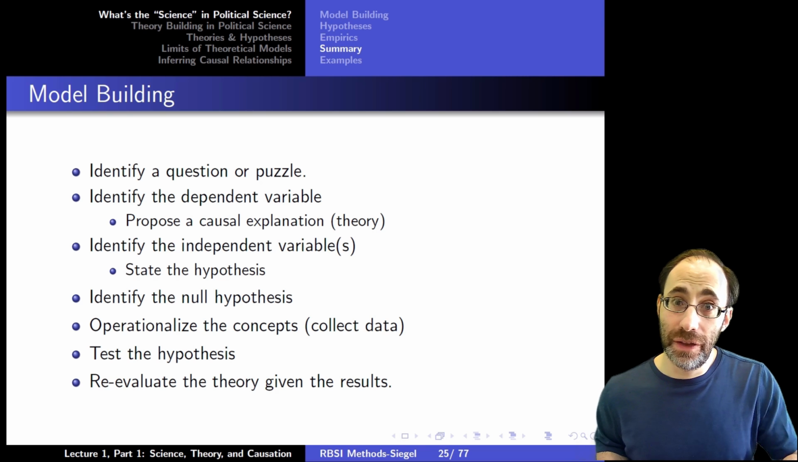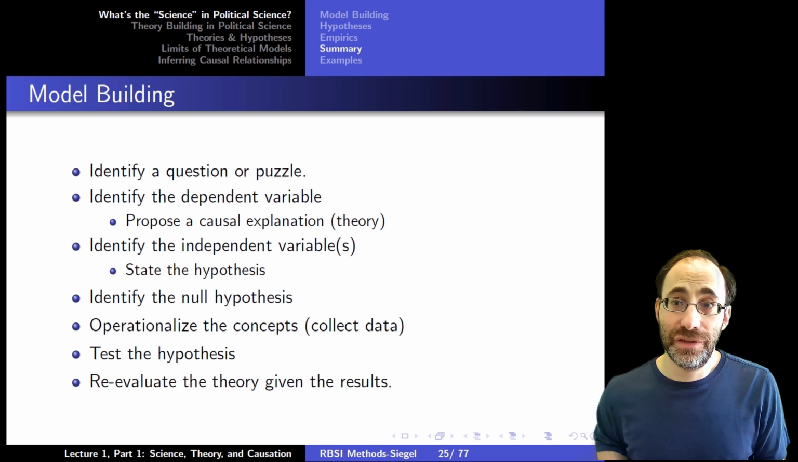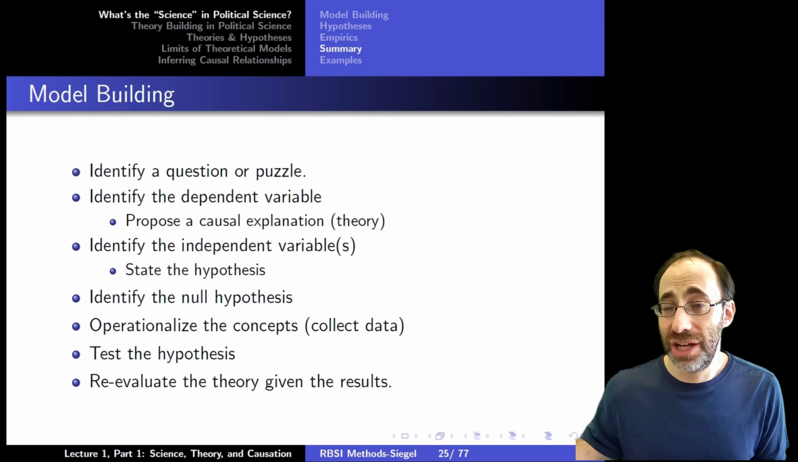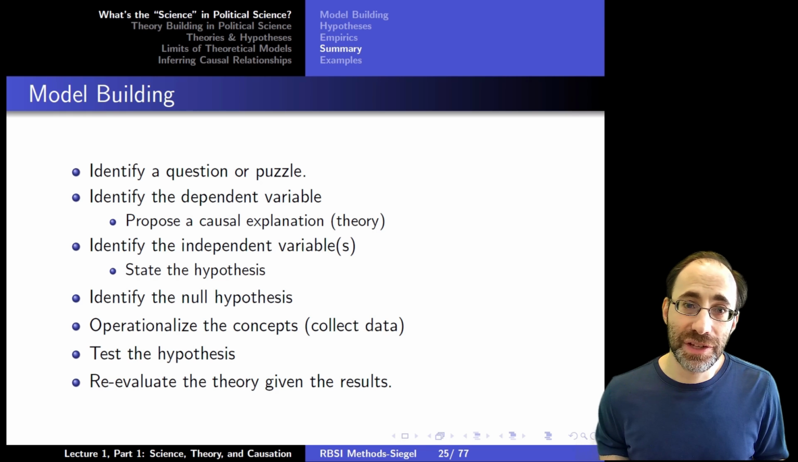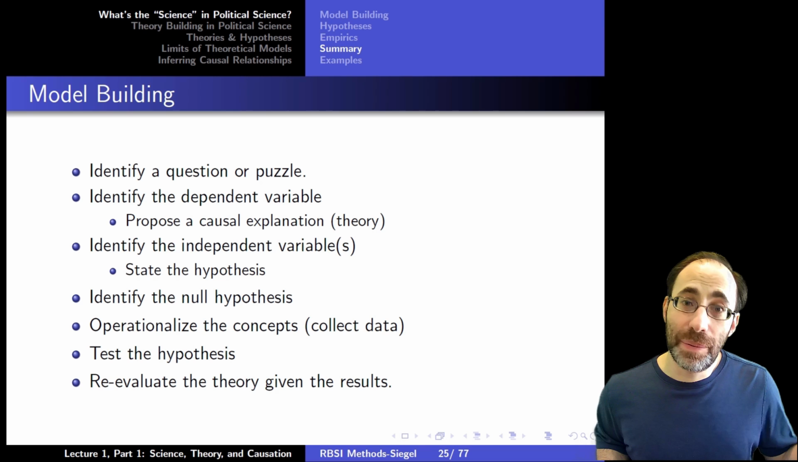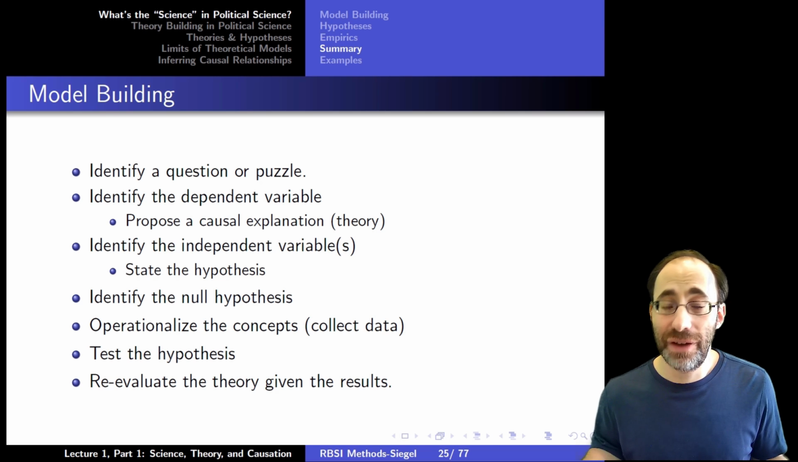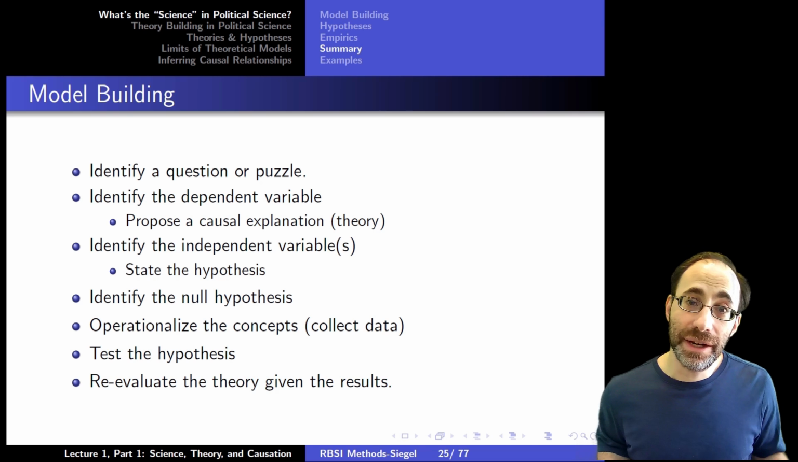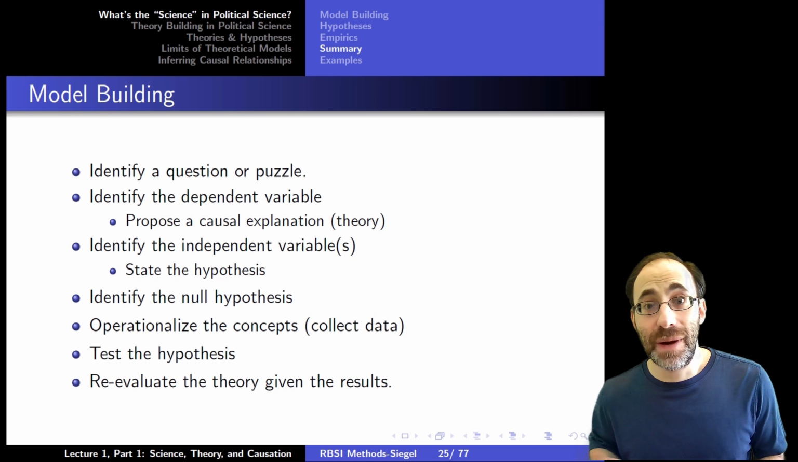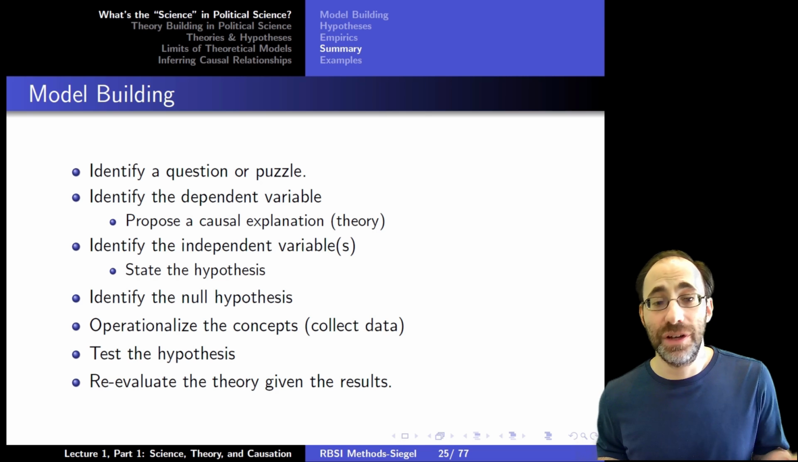We will then identify null hypotheses for every hypothesis, right? So for every x that's supposed to change a y, we will have a null hypothesis that says x does not change y. We will then operationalize all these concepts. So we'll figure out how we're going to measure all of our variables. We will then collect data. We'll then test these hypotheses, and then eventually reevaluate our theory based on our results.